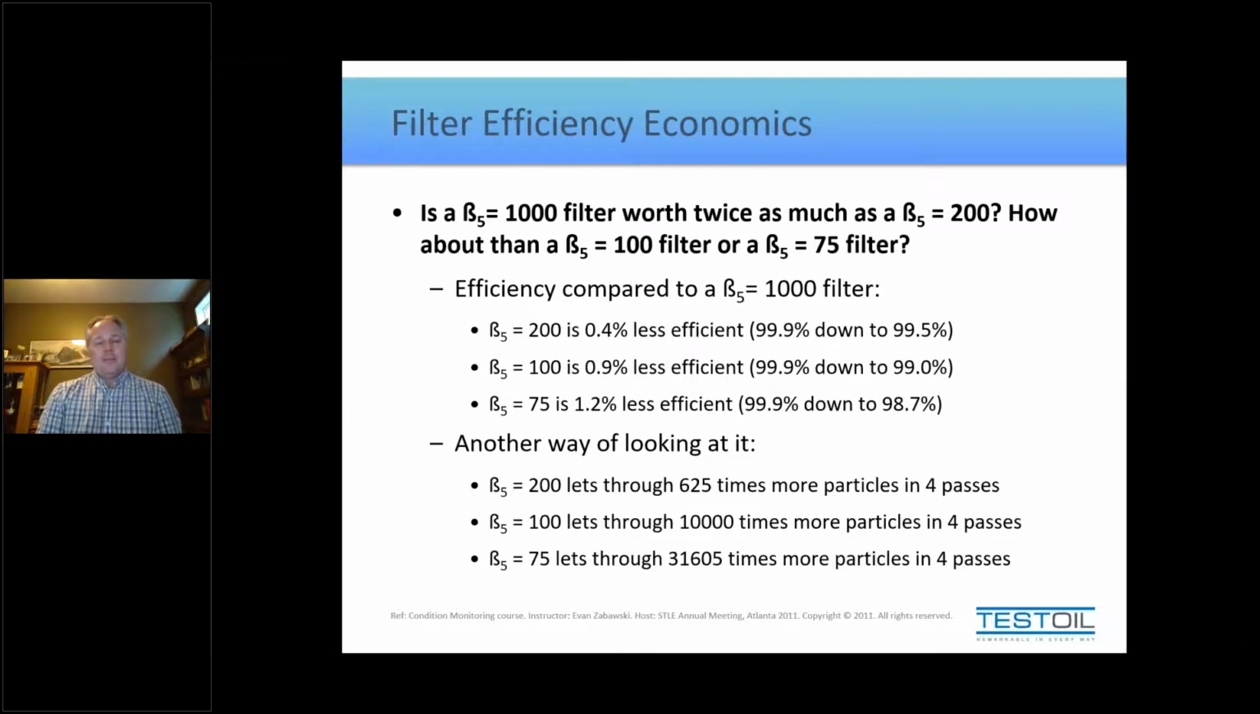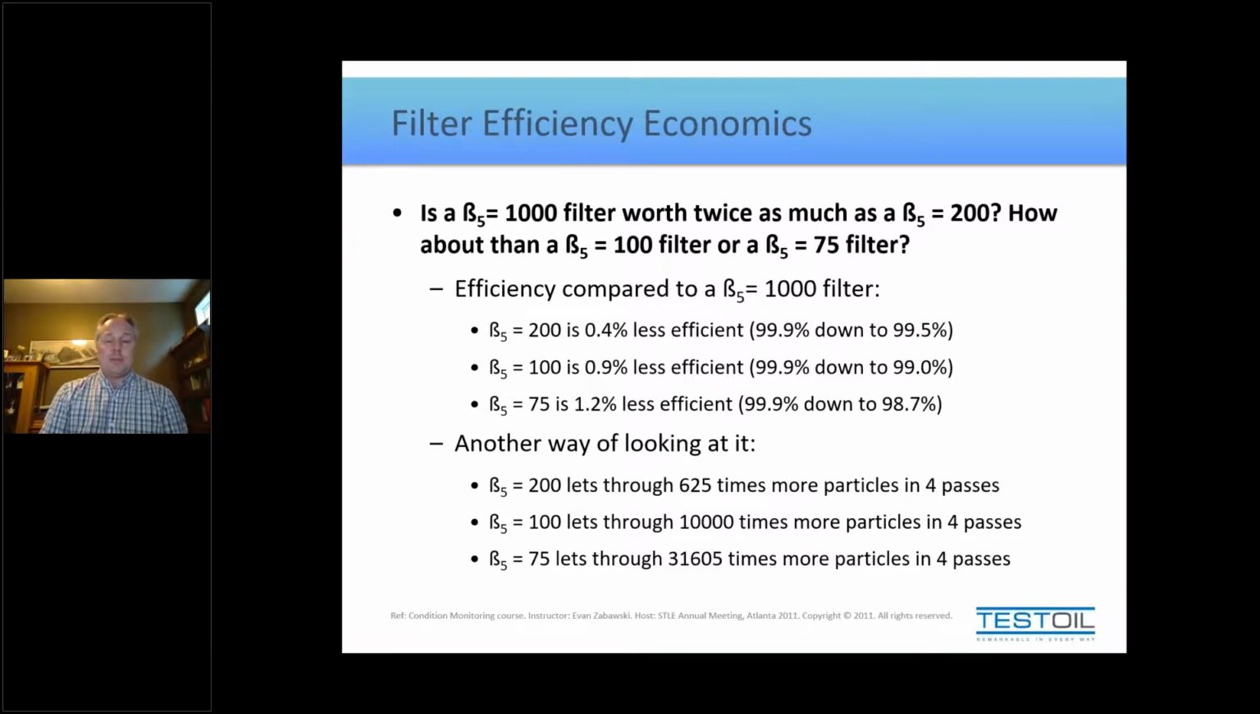So looking at it from an efficiency standpoint, if you did the beta ratio as an efficiency calculation, Beta 1000 is 99.9% efficient. So to drop it to a 200, as you can read, you're losing 0.4% efficiency. It does not sound like much. To drop it all the way to a Beta 100, you're only giving up 0.9% efficiency, which again does not sound like much. And to go to a 75 is really only 1.2% efficiency loss. And again, doesn't sound like much.